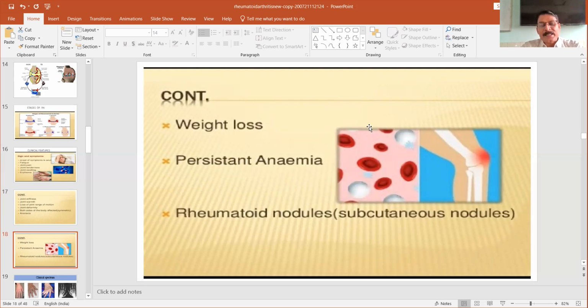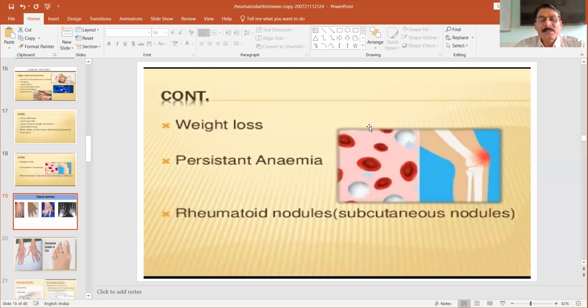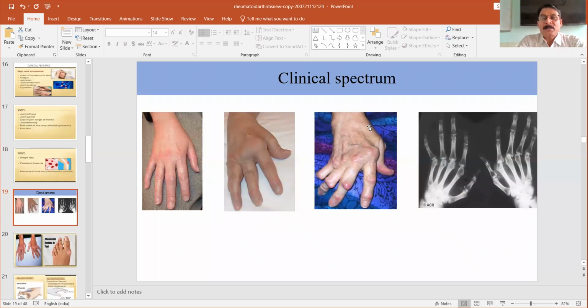So these things are there, anemia because of this, as I already told, other systems are involved. So there is anemia, loss of weight, and sometimes mild fever. These are there. But in the long run, we get various types of deformities involved in the joint. So it may be swan neck deformity, buttonhole deformity, mallet finger, Z deformity. So many things are there.